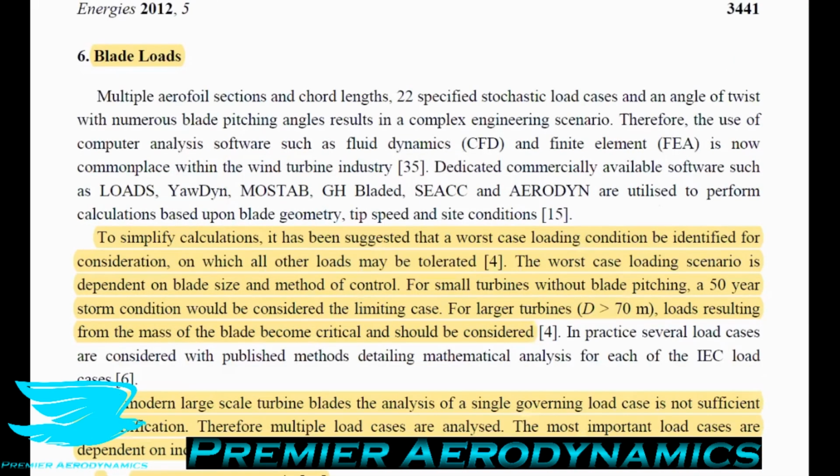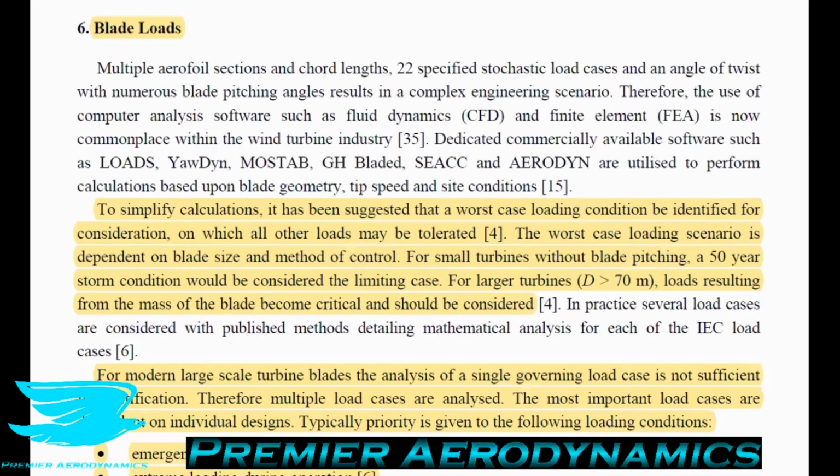Let's move on to blade loads. They say to simplify calculations of the blade loading on wind turbines, because you want to know how much loading is going to be on wind turbines, so you can design it so it meets the requirements and doesn't break. They say it has been suggested that a worst case loading condition be identified for consideration on which all other loads may be tolerated. So again, they just find what the worst case scenario is, design it for that.